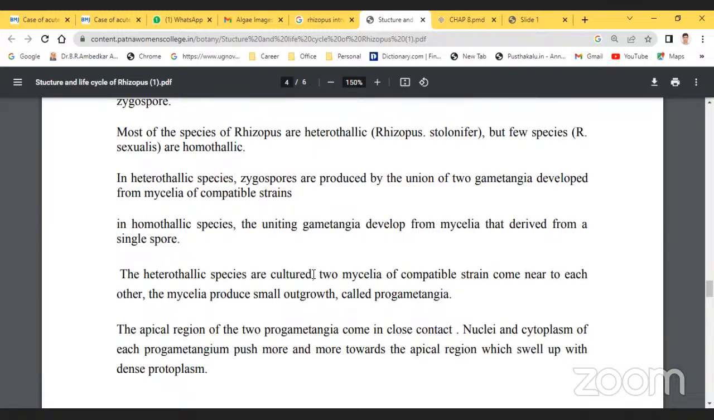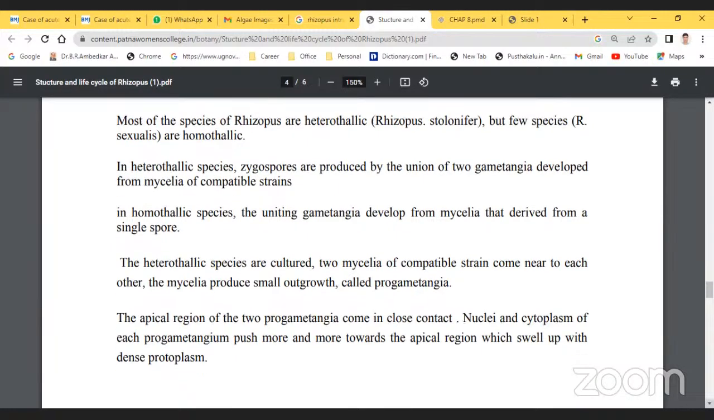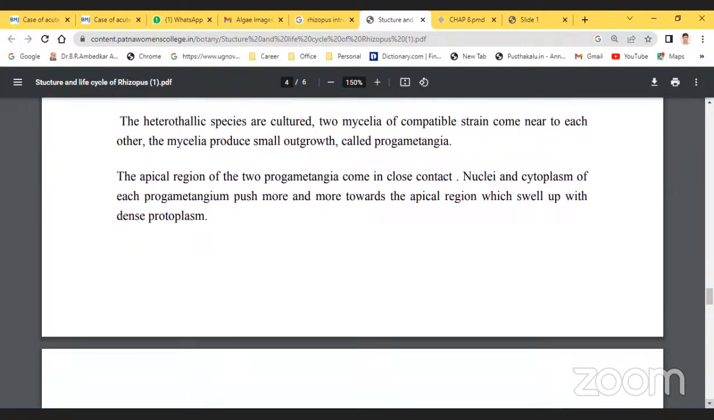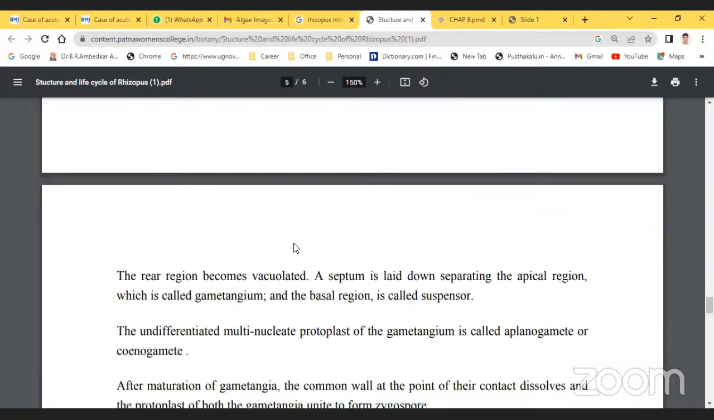When heterothallic species are cultured, two mycelia of compatible strains come near to each other. The mycelia produce small outgrowths called progametangia. These progametangia we observed in Mucor also. The apical region, the upper region, of the two progametangia come into close contact. The nuclei and cytoplasm of each progametangium push more and more towards the apical region, which fills up with dense protoplasm. The rear region becomes vacuolated.